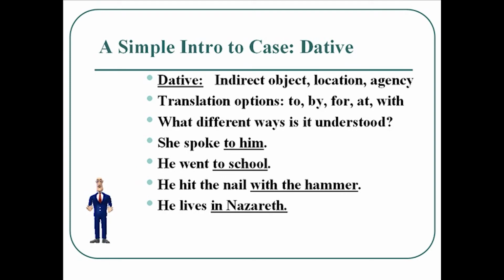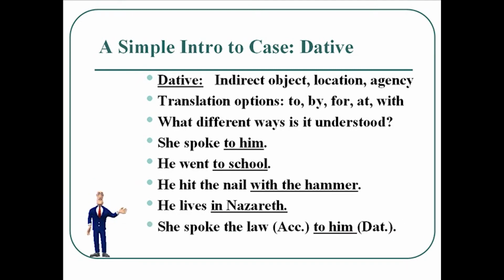So the dative case can be used in quite a few different and varied contexts. And we'll have to roll with it with these options. Generally 2x4 is a good place to start. At, with, and sometimes in can also be used to translate the dative case. Often we're going to see the dative case used to express the indirect object, as in the case of she spoke the law to him. The law would be the direct object as the accusative. To him would be the indirect object in the dative. And that's how it will be used quite frequently.